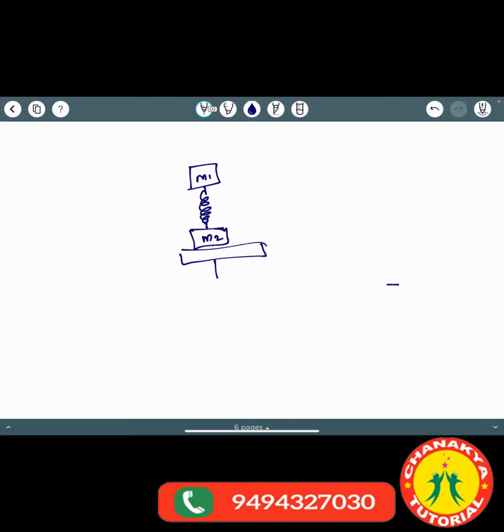Now, if I draw the free body diagram of M1, it is M1G, and the spring force is Kx, correct? Yes, sir. So, since this block M1 is not moving, I can say M1G is equal to Kx, correct? And then once you remove the support, for block 2, what we said, M2G was downwards, Kx was downwards, normal was upwards. So upwards is equal to downwards, Kx plus M2G.